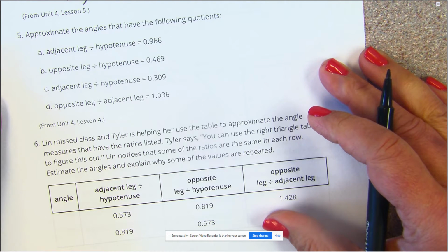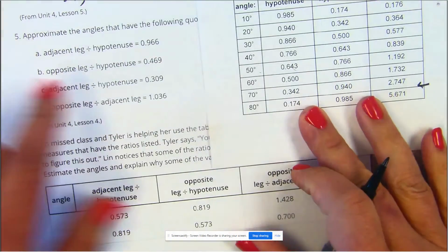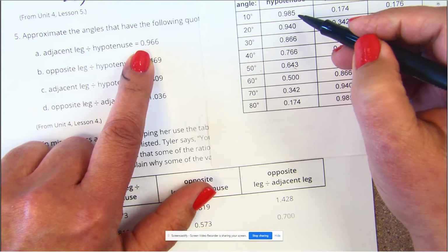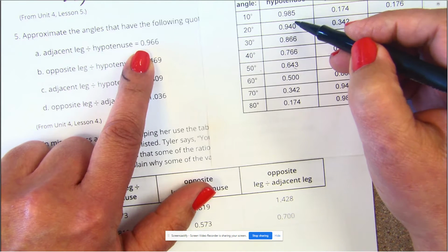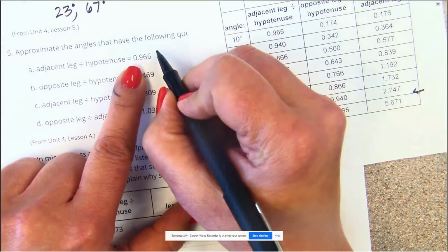Number 5, approximate the angles that have the following quotient. So we're just going to use our table over and over. The adjacent divided by the hypotenuse of 0.966. I mean, that looks like it's almost right in between there. I'm going to say about 15 degrees.